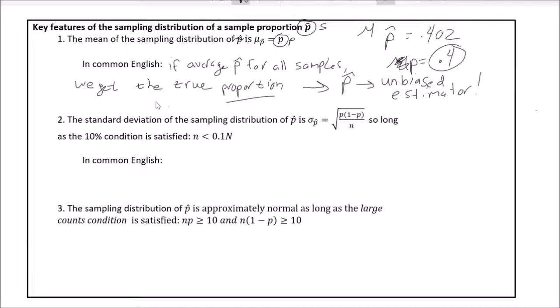We also have a way of finding the standard deviation of the sampling distribution, and they give us a nice little formula here. There's a condition, though. It has to meet the 10% condition, which is this right here. And so that's what I'm going to put into common English. Notice n appears twice. One is lowercase, and one is uppercase. So remember, lowercase n for this is going to be the sample size, and capital N is the number of elements in the population.